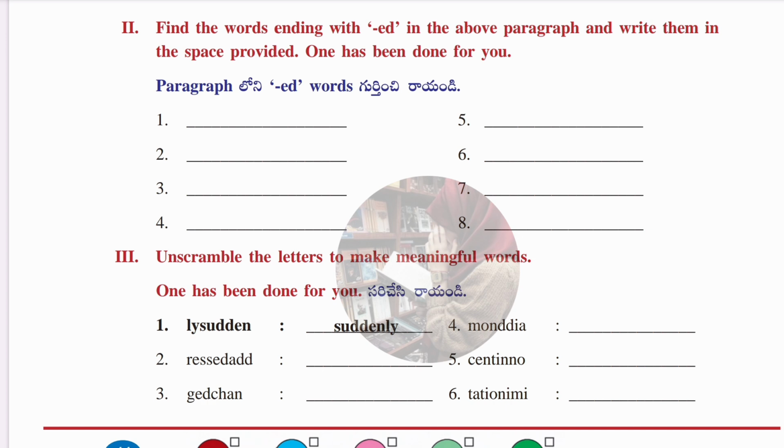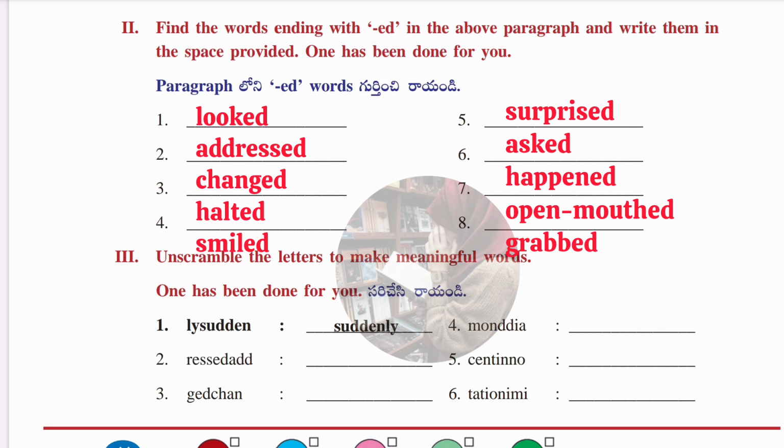Let's see. First one is looked, second addressed, third changed, fourth hearted, fifth smiled, sixth surprised, seventh asked, eighth happened, ninth open mouthed, and tenth is grabbed. Guys, please pause the video and write it down without any mistakes. Here only 8 blanks are given, but I have written 10 because I found 10 words in that paragraph.